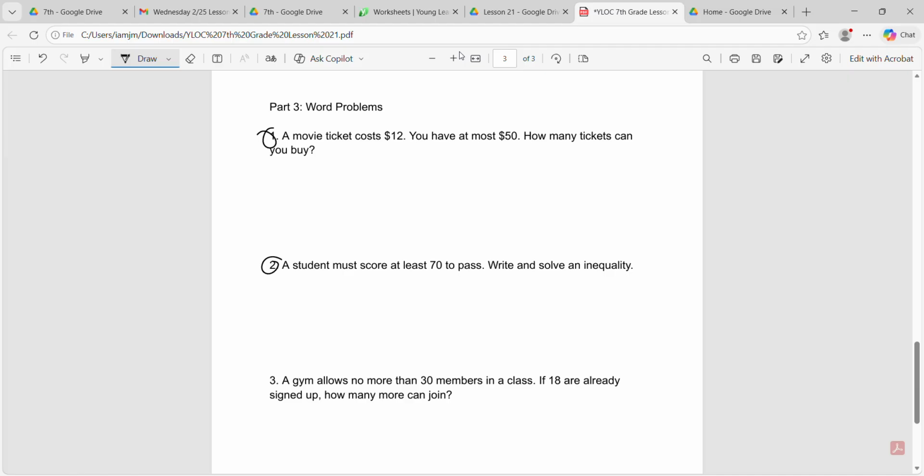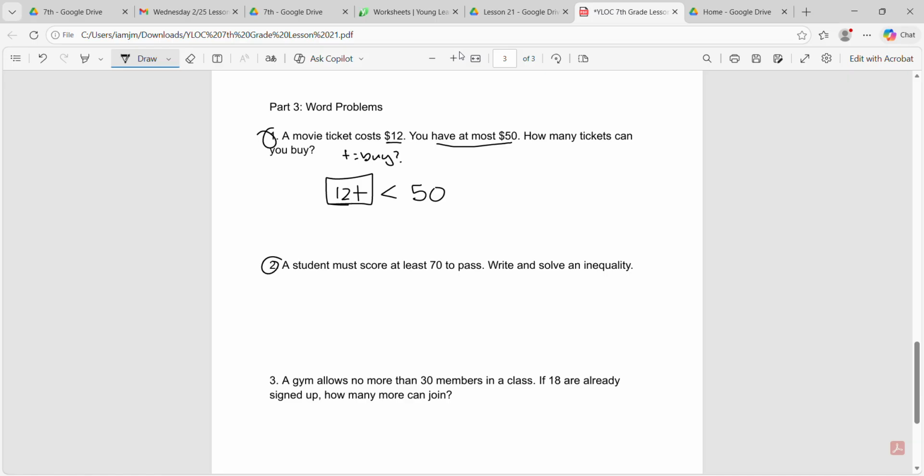Part 3. Word problems. A movie ticket costs $12. You have at most $50. How many tickets can you buy with $50? Each movie ticket costs 12, so 12T is how much the tickets cost, and we have $50. To find how many tickets we can buy, we have to figure out what T is. And 12T has to be less than or equal to 50, since we don't have money over $50. Our total amount of money is 50, so we have to use 50 or less.